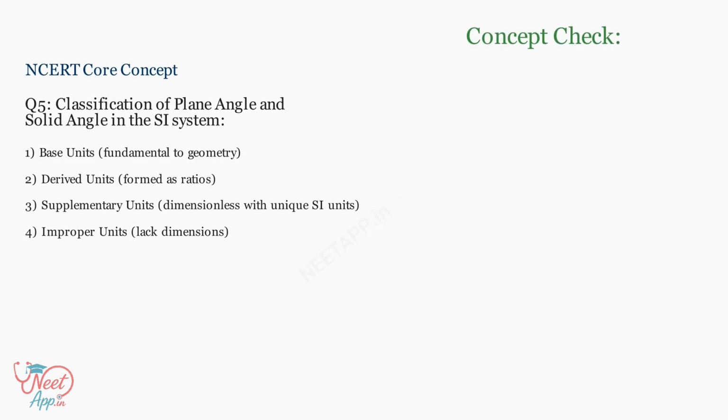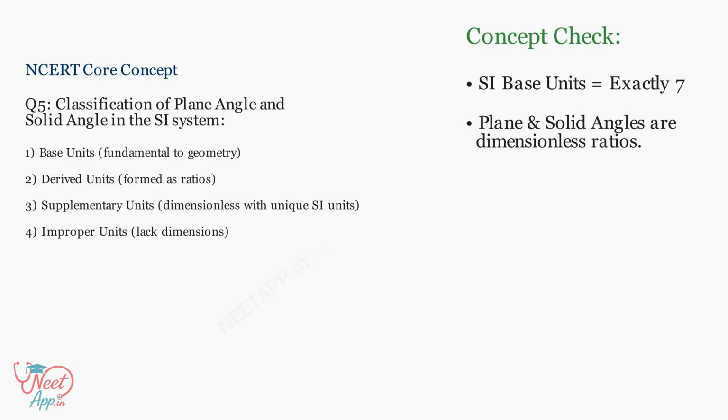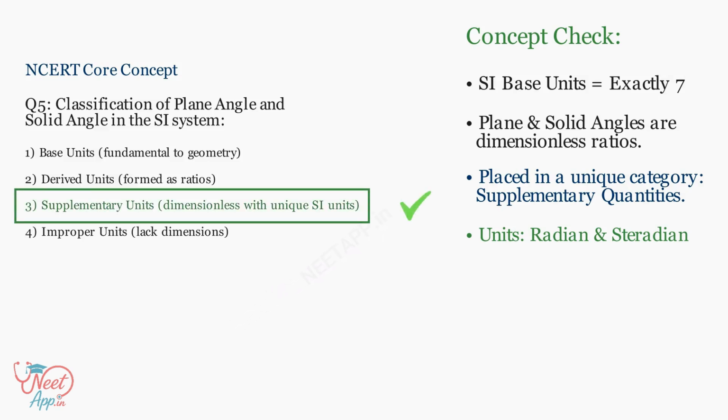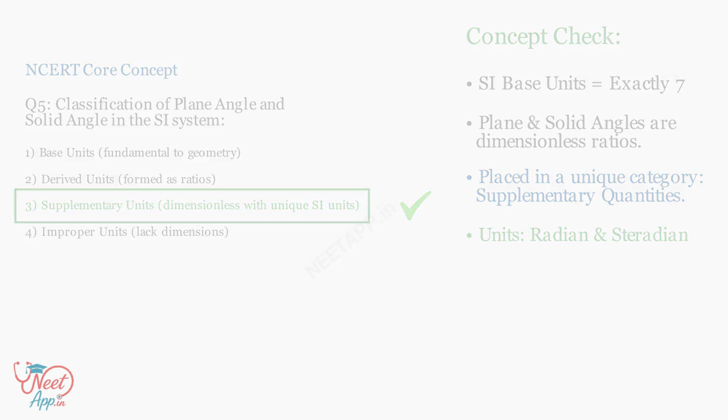The SI system officially designates exactly 7 base units like meters and kilograms. Because angles are dimensionless ratios of length over length or area over area, they cannot be pure base units. However, because they are so fundamentally unique, they were placed in their own special category, the supplementary units. This category explicitly acknowledges our golden rule from today. They are totally dimensionless, yet they possess the unique official SI units of radians and steradians. Therefore, option 3 is the exact correct NCERT definition.